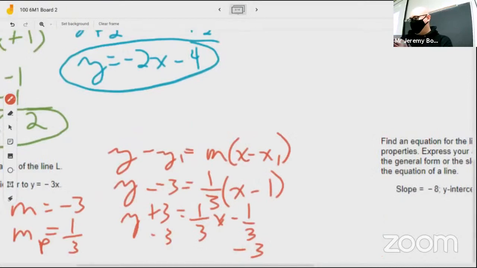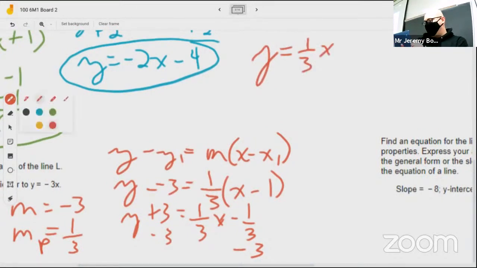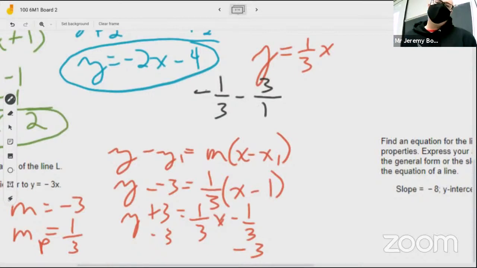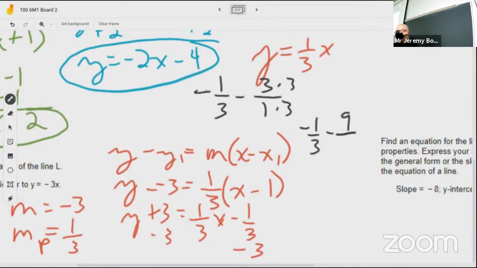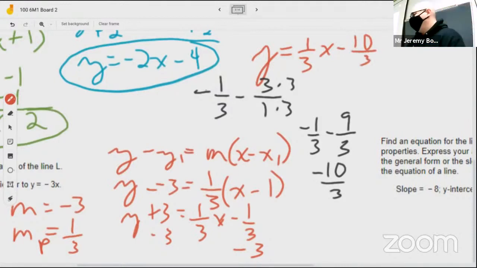And so what we'll end up with, and I'll write it up here, y is equal to 1/3 x. And we're going to have, let's work it out on the side, negative 1/3 minus 3 over 1. To get a common denominator, we're going to need a 3 in the denominator. That means we have to multiply by 3 here, multiply by 3 here. So we end up with negative 1/3 minus 9/3. Negative 1 minus 9 is negative 10/3. So we're going to have 1/3 x minus 10/3, which is about negative 9 and 1/3.